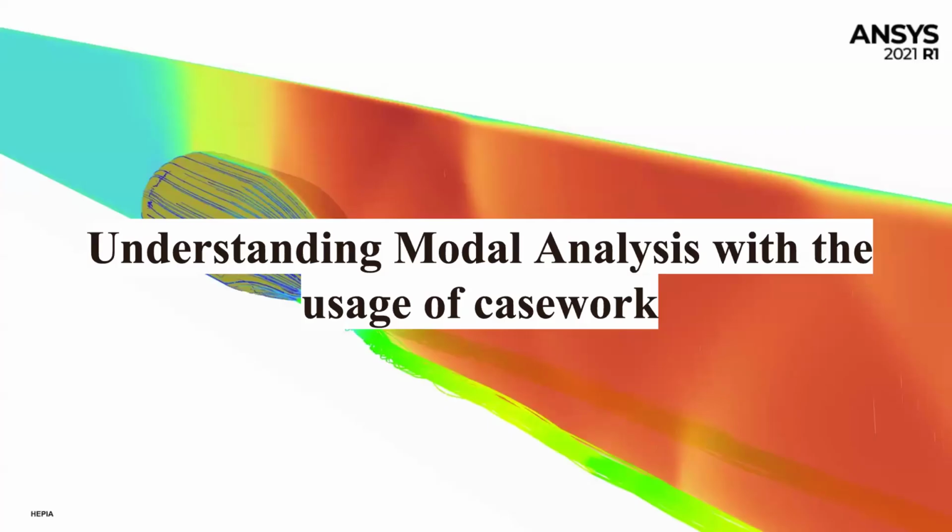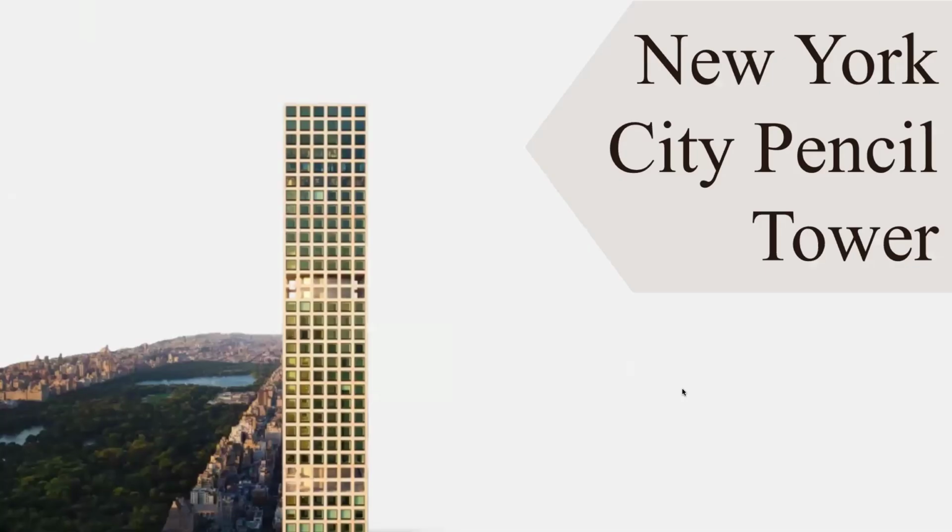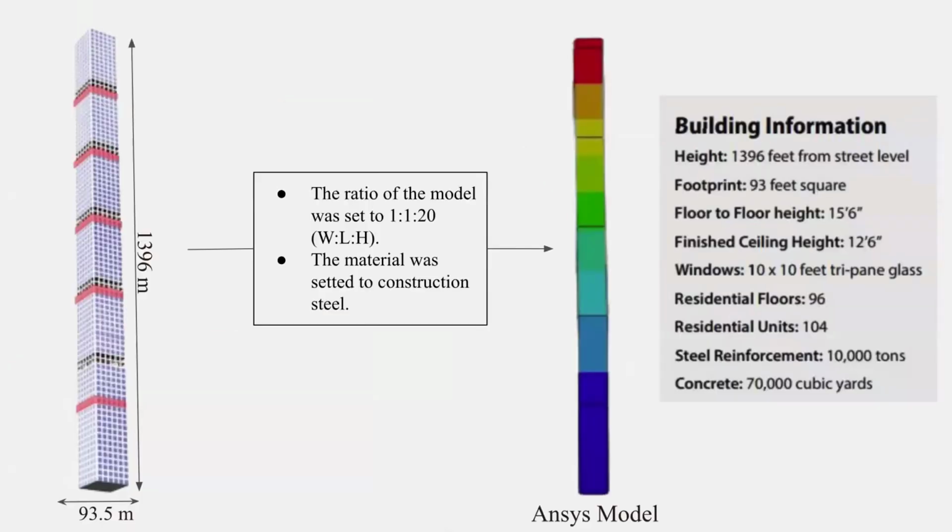Now moving on to the preliminary studies, which is understanding the modal analysis with the usage of case work. The first case is regarding the New York City Pencil Tower. For the methodology, we identified the length, width, and height of the actual model, and we scaled it to 1 to 20. The material we used was construction steel, as it was the major material used to craft the building. And this is the information regarding the building, which includes the details.